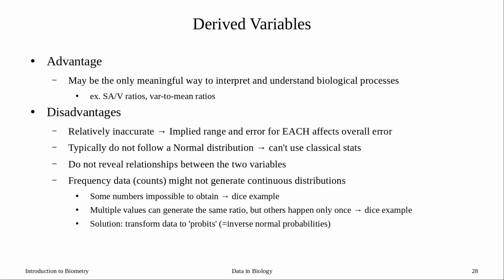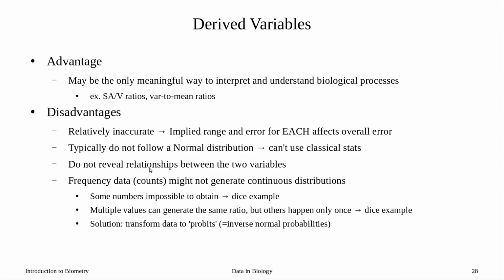So these variables are relatively inaccurate. We have much higher error rates. Number 2 is that they typically do not follow a normal distribution, and if they don't, then we normally can't work with them as normally distributed data. Is that going to be a huge problem? No, not really. We can figure that out ourselves.